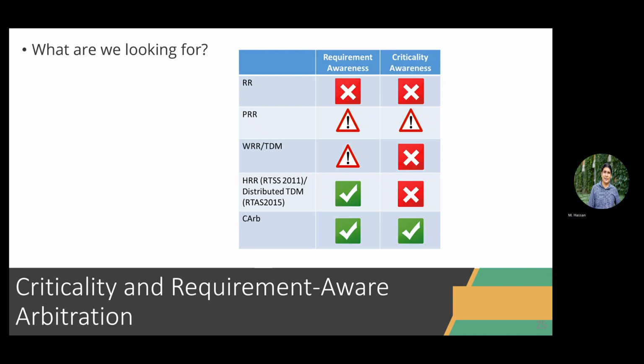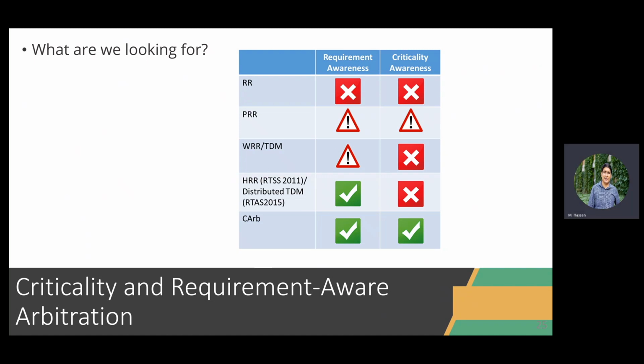Priority-based round robin. Well, when I have this exclamation mark here, it means it has some support, not complete support, right? It's not an X and it's not a check mark, right? So why does it have some notion of requirement awareness? Because it prioritizes the critical tasks over non-critical, which also means a notion of criticality. One problem is that it combines both into the same notion. But it's limited because it only works for two criticality levels. Weighted round robin is not criticality aware at all, but it also has limited support of requirement awareness. We said that this happens because you can assign different numbers of slots, but this does not necessarily lead to a high guarantee.